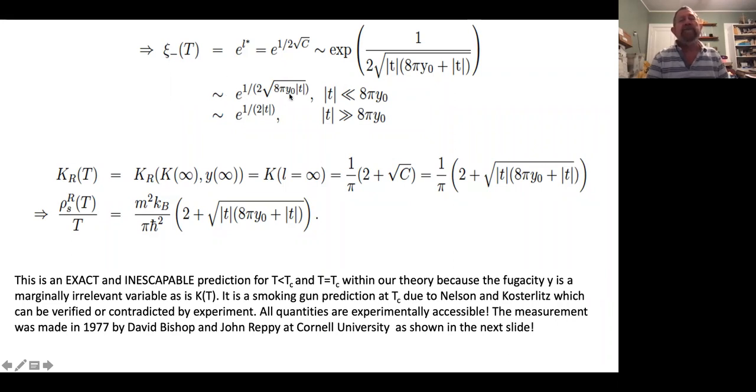And we can approximate this in two different ways, depending on whether the magnitude of T minus TC is smaller than 8 pi y naught or larger than 8 pi y naught. And so you see what we have here is this length scale diverges like 1 over the square root of TC minus T, if TC minus T is small enough. And if TC minus T is larger, this behaves like 1 over twice the magnitude of t.